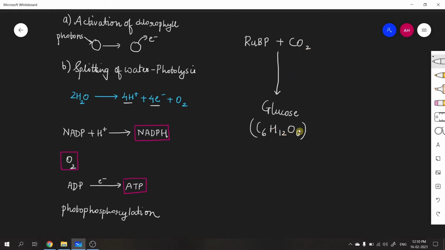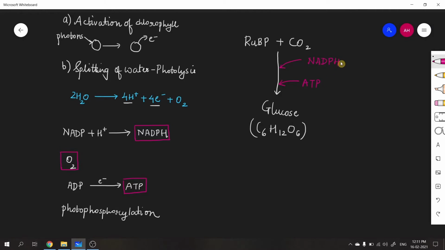Now for fixation of carbon dioxide, hydrogen is required and hydrogen is provided by NADPH, right? So I'm going to write that down here. Both NADPH and ATP are required in the dark phase. You can see here NADPH and ATP, they are utilized in the light independent phase. They are the products of light dependent phase, but they are utilized in the light independent phase.